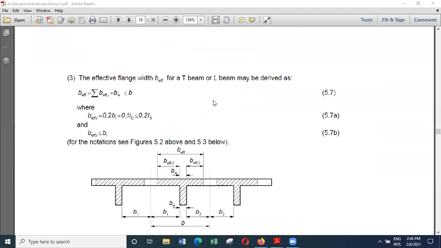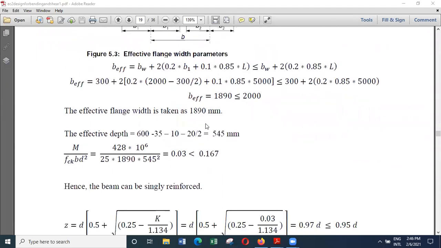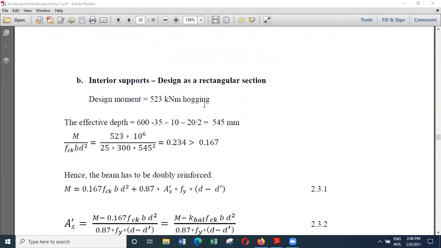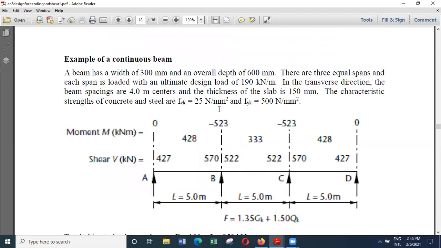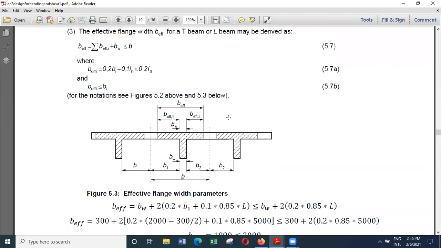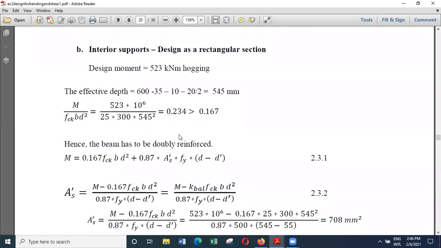Then we'll also check the carrying capacity at the internal support. At the internal support, the beam is bending this way, which means the flange is in tension. Because the flange is in tension, we have to design it as a rectangular section. The bending moment is 523 hogging, so it's a rectangular section. And when you calculate M over b d squared f_ck, you get a value greater than 0.167. That means you have to doubly reinforce it.